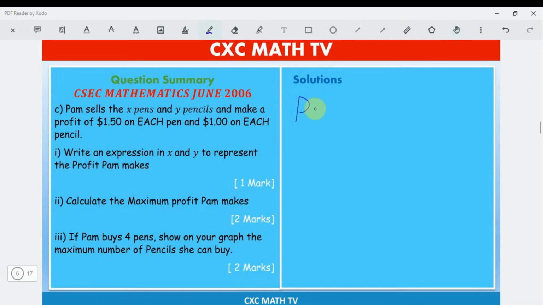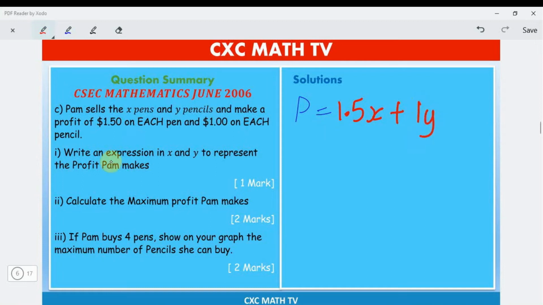So the profit Pam makes, the profit is equal to, as you can see, how much on the pen? $1.5, so 1.5x plus how much you make on each pencil? So 1, so 1y. That's the profit, 1.5x plus 1y. Now it says calculate the maximum profit Pam makes.